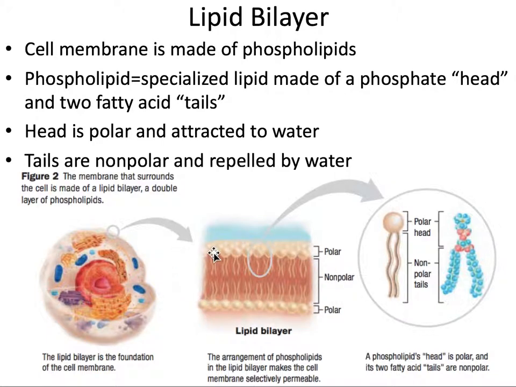On the outside are the heads, right? Because outside of the cell is extracellular fluid, which is mostly water. So the heads are going to be attracted to the water. On the inside of the cell, over here, is cytoplasm. And the cytoplasm is mostly water. So you have these heads lined up here. The tails face each other because they are repelled by water. This is how the lipid bilayer works.